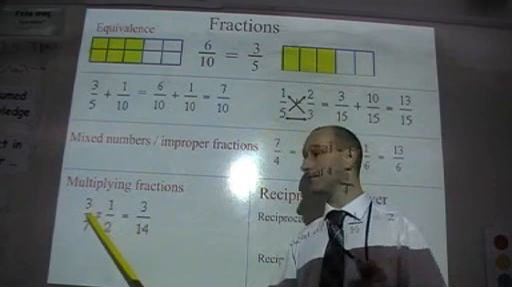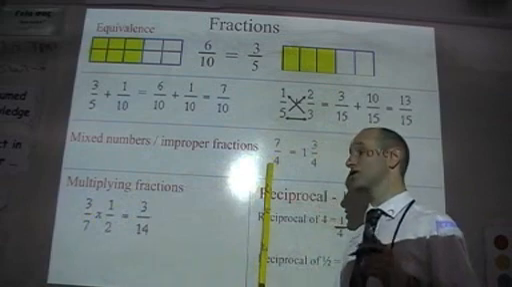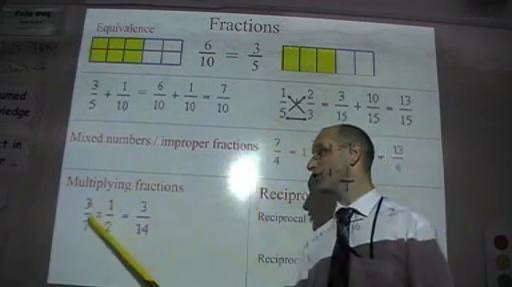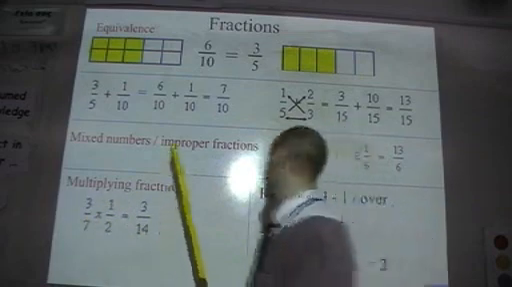If these were mixed numbers, what I have to do is change them to improper fractions before I multiplied. Okay? So as long as you've got either normal fractions or improper fractions, you just multiply.